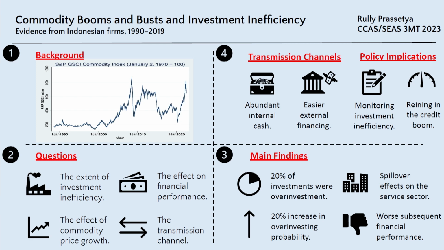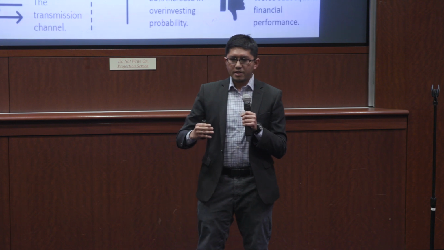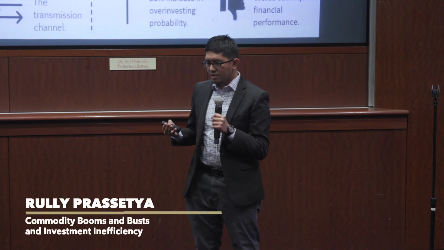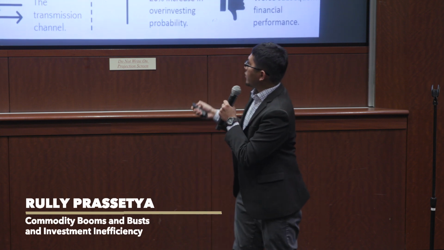In this paper, I focus on the firms' investment channel. Firms' investment is an important part of the economy, however, still less explored in existing research. My hypothesis is that commodity price fluctuation could lead to investment inefficiency. For instance, during a boom period, firms might overinvest, and during a bust period, firms might underinvest. This over and under investment, together with its financial implication, might affect economic stability. So to this end, I try to answer four questions.